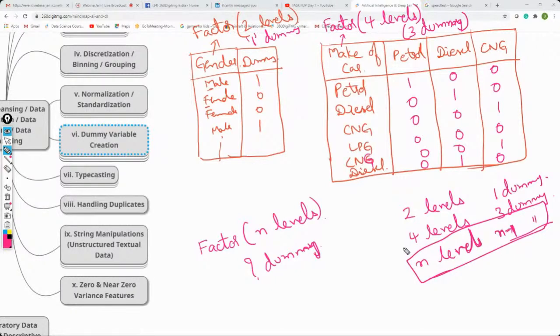This is how mathematicians derive formulas. It's not that they sleep and an oracle comes and whispers in their ear saying, you know what, n levels, n minus 1 dummy variables. No, they experiment. They start small, and slowly and steadily they increase the number of data points and generalize it with a generic formula. And then you can claim that you are a mathematician. That's it.